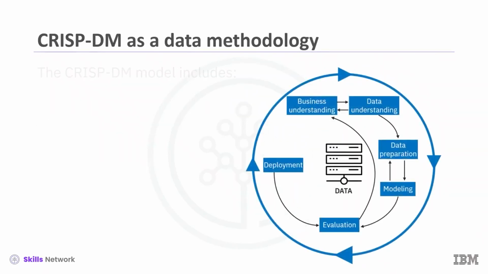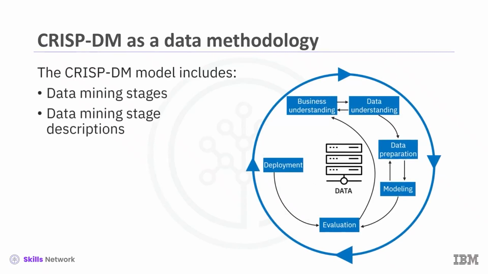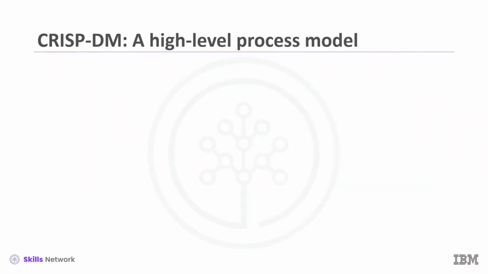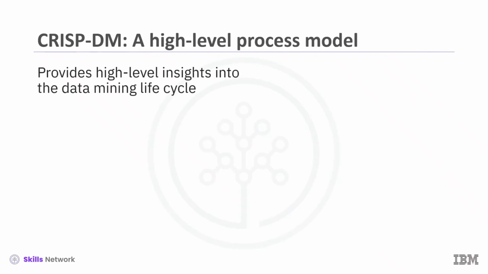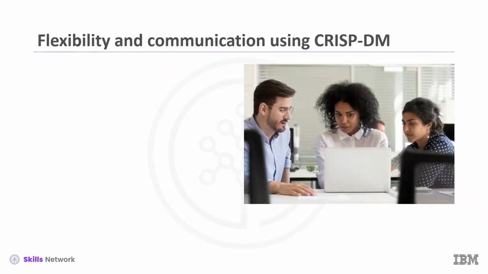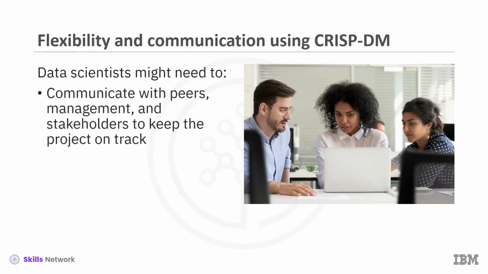As a data methodology, a study of the CRISP DM model includes 6 data mining stages, their descriptions, and provides explanations of the relationships between tasks and stages. And as a process model, CRISP DM provides high-level insights into the data mining lifecycle. Like other data science methodologies, CRISP DM requires flexibility at each stage and communication with peers, management, and stakeholders to keep the project on track. After any of the following 6 stages, data scientists might need to revisit an earlier stage and make changes.